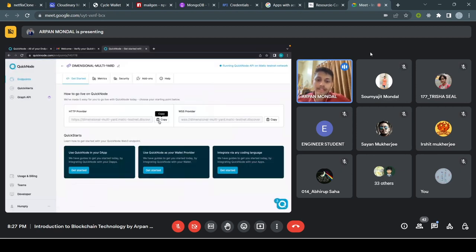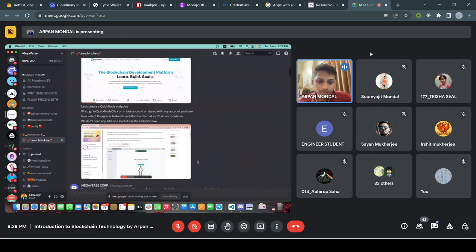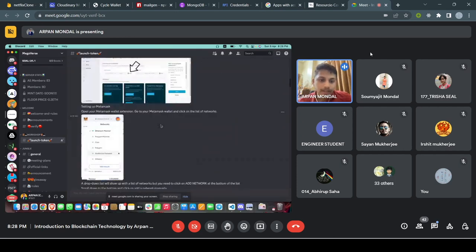Now also take a screenshot of this page. Whoever is building this, you're going to take this RPC link and you're going to require it. So what's the next step in the tutorial which is given? The next step in the tutorial is we're going to copy this, and you're going to add some wallet right here.